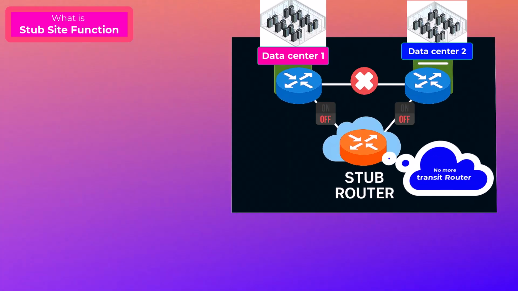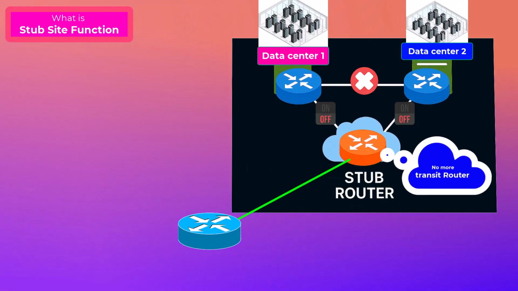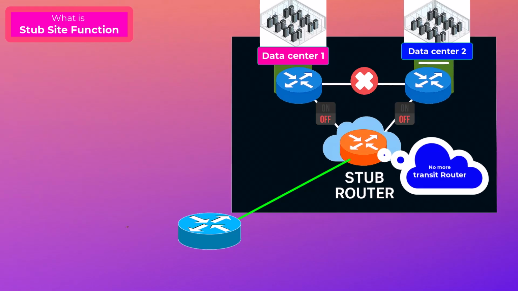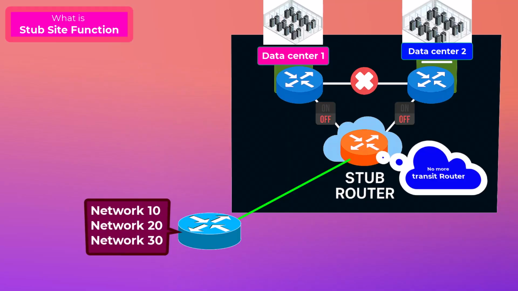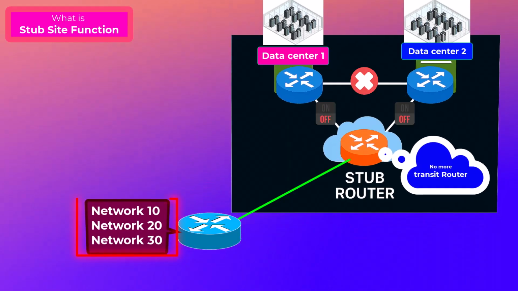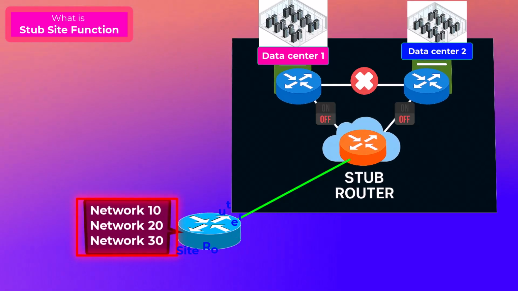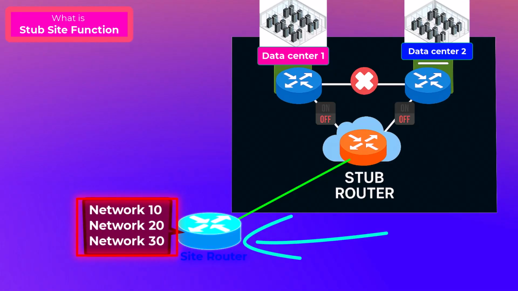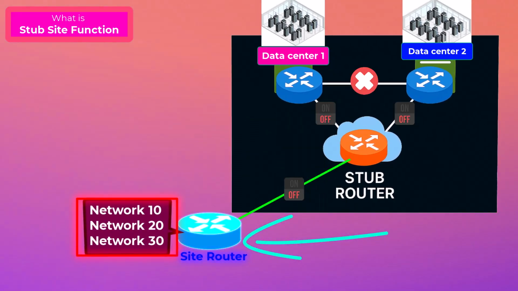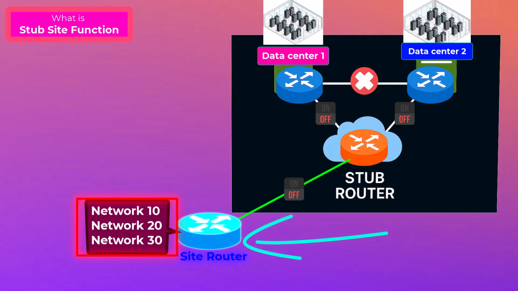After enabling the stub feature in the stub router, we noticed that the router doesn't advertise the networks behind it anymore. Even the networks that should be advertised, like the ones behind the site router. The site router is here. They are no longer visible to other routers in the topology, which is the problem.